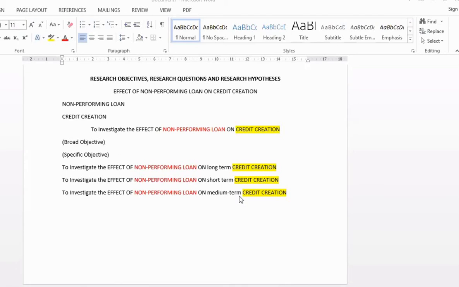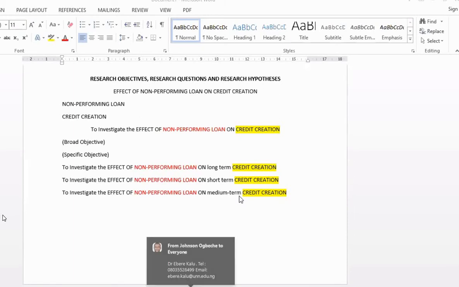So we were saying we need to investigate the effect of non-performing loan on credit creation. That's our broad objective. And then this broad objective is broken down into what? Specific objectives. The reason is that the broad objective is too broad, too holistic, to be pursued. So you now break it into parts. If each component part is achieved, you would have summarily achieved the whole broad objective. I don't know whether you're following me.